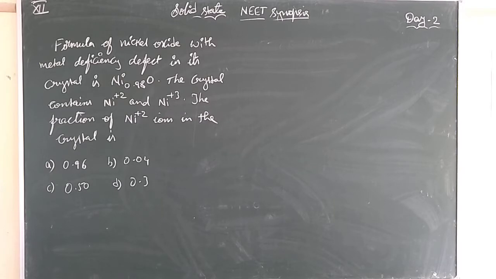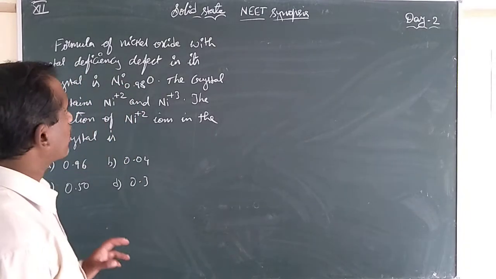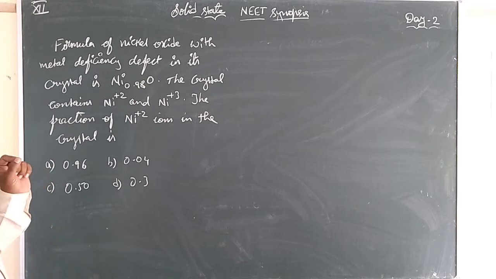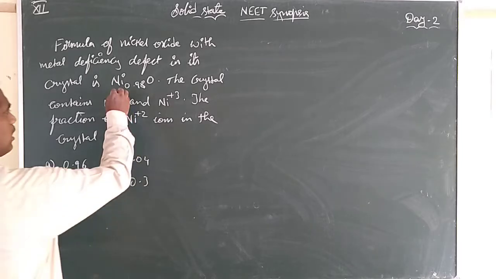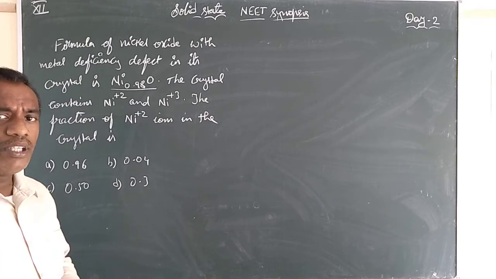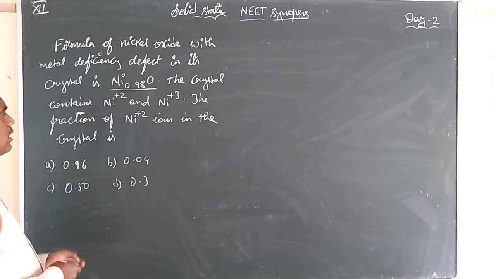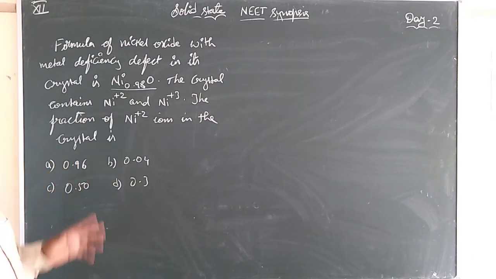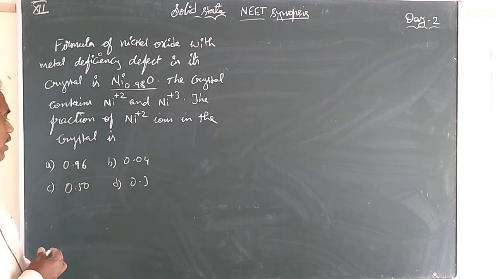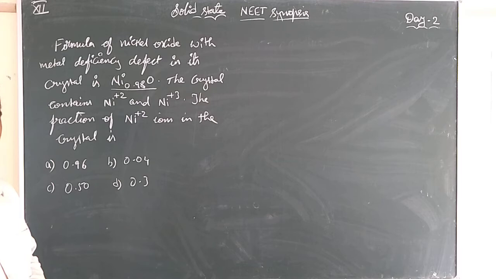See children, we are having one more problem related to this type of example. Formula of nickel oxide with metal deficiency defect in its crystal is nickel 0.98 and oxygen. That didn't mention any number. Even if it didn't mention any number, it will be equal to 1. Nothing else, that is equal to 1. The crystal contains Ni2 plus and Ni plus 3. The fraction of Ni2 plus ions in the crystal is, what fraction of Ni plus 2 ions are there?